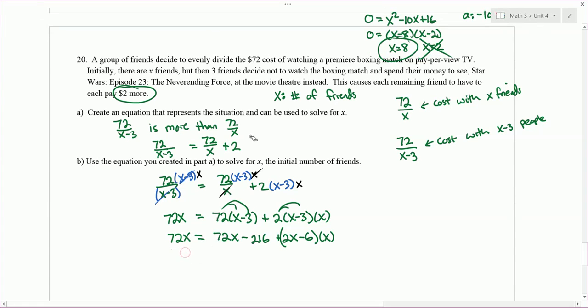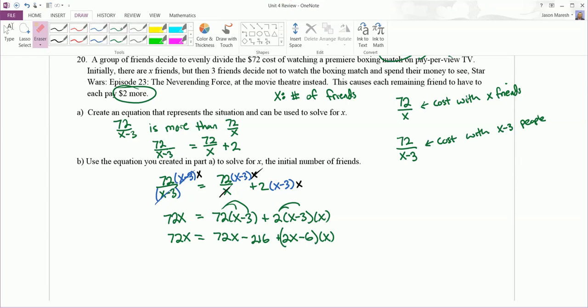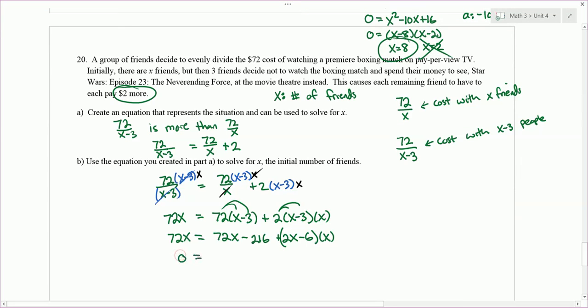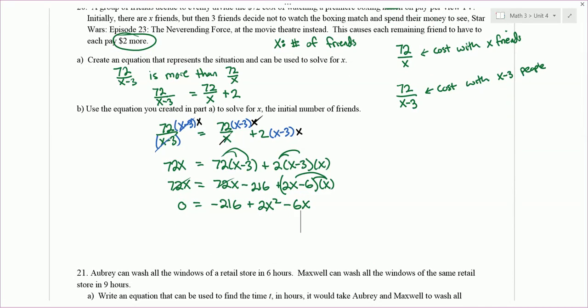Actually, notice we have two 72x's. So let's subtract both sides by 72x, and we end up with 0 equals, these cancel out, negative 216 plus multiply 2x times x, so 2x squared, and minus 6x. I'm going to put things in order. So the 2x squared first, the negative 6x second, the negative 216 third. Everything's divisible by 2. Divide everything by 2.